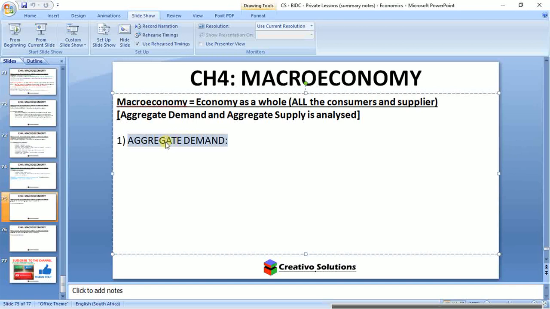Right, so we're still looking at this whole idea of the macro economy. Maybe just to recap, chapter 4 is looking at that concept. Do you remember what the macro economy involves? What is the focus? The macro economy is the economy as a whole, the big picture. Yeah, perfect. Then we spoke about aggregate demand and aggregate supply.